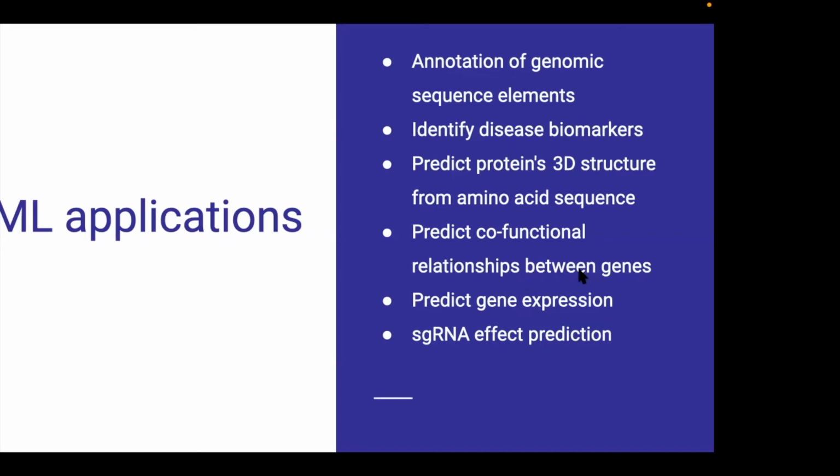There are multiple instances where there isn't just one gene responsible for a particular function. There are multiple genes responsible for carrying out a function together, and even if one of them gets mutated, the function gets disrupted. So that's why we would need predicting co-functional relationships between genes. Then, predicting gene expression, whether a gene will be expressed at all or not. This is because not all genes get expressed, in this case meaning translated into proteins.